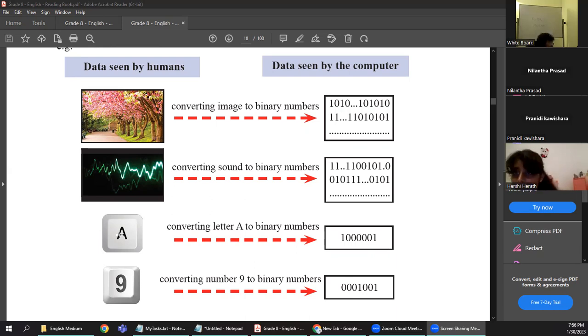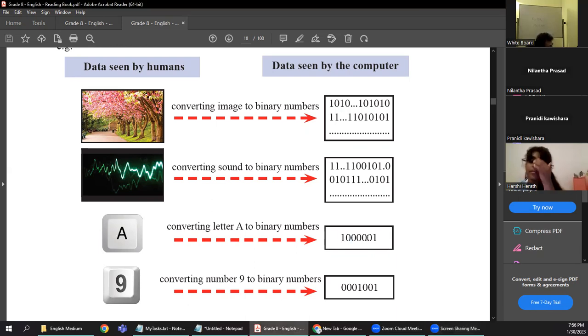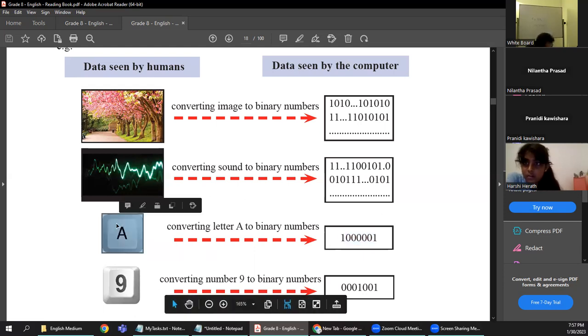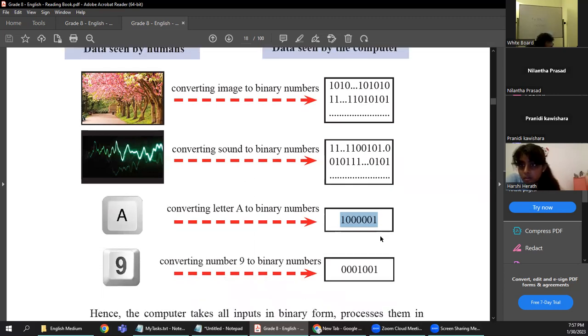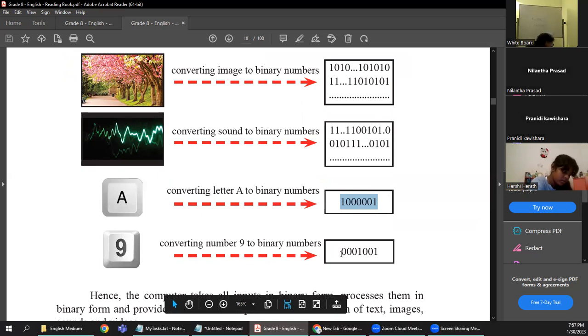Then you can see again, if you take letter A is also represented by a bit pattern like this inside the computer. So computer understands that this is the particular representation of letter A. So this is what computer understands, and this is what we understand. So we understand it as it is mapped to this bit pattern when it is stored inside the computer. And if you take number 9 is also stored in this bit pattern inside the computer.